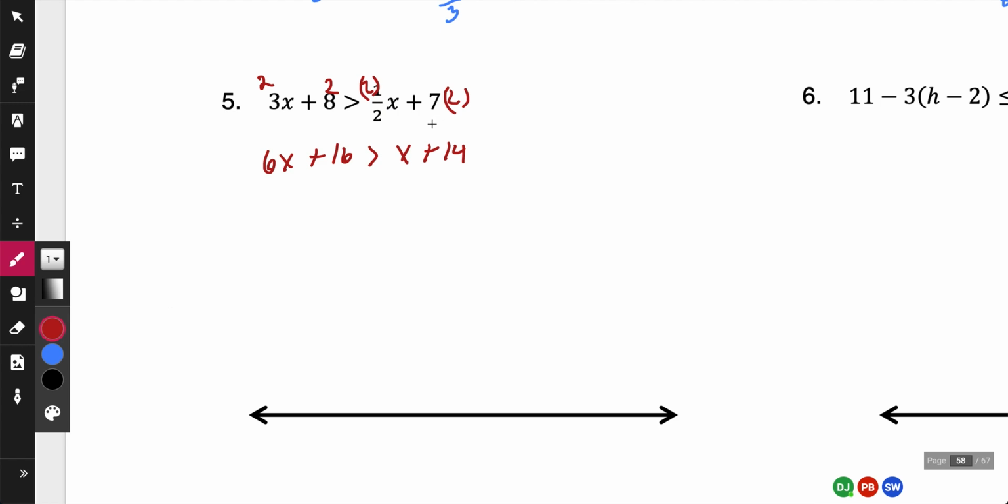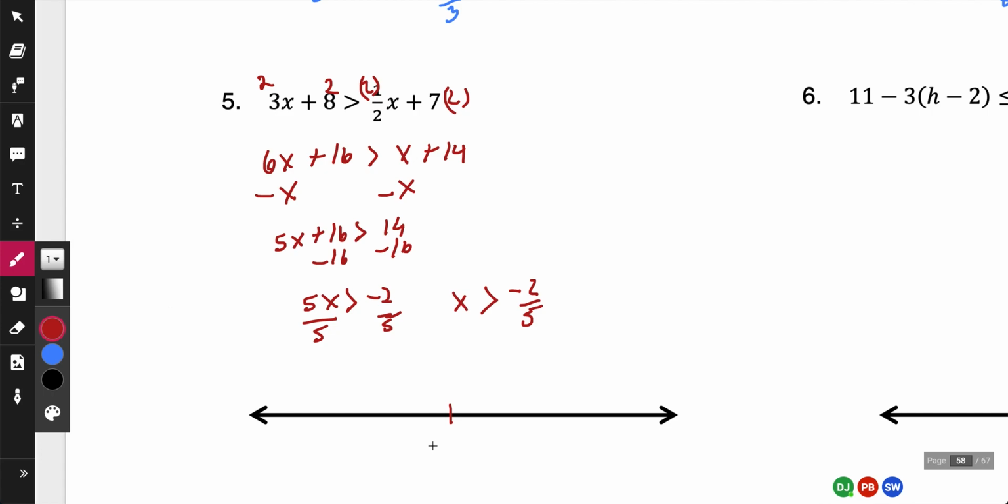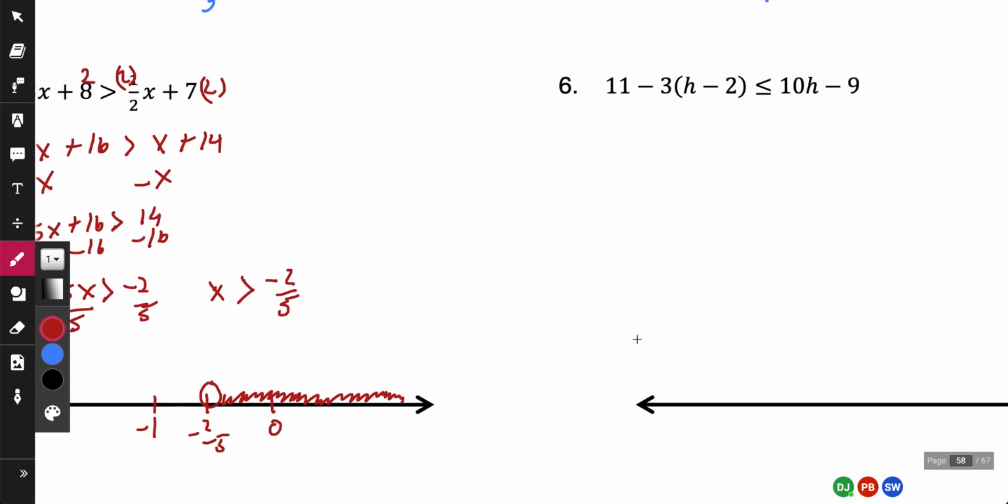Okay, so then from here we are going to begin to solve for x. My first step would be to minus x on both sides. This would give me 5x plus 16 is greater than 14. I'm going to minus 16 on both sides to have 5x is greater than negative 2. And then I will divide both sides by 5 to have x is greater than negative 2/5. Negative 2/5 goes right here in the center, between 0 and negative 1. I'm going to have an open circle that is not filled in. It said shade in all the numbers that are greater than negative 2/5, so we would just shade to the right. Okay, and then we're done there.